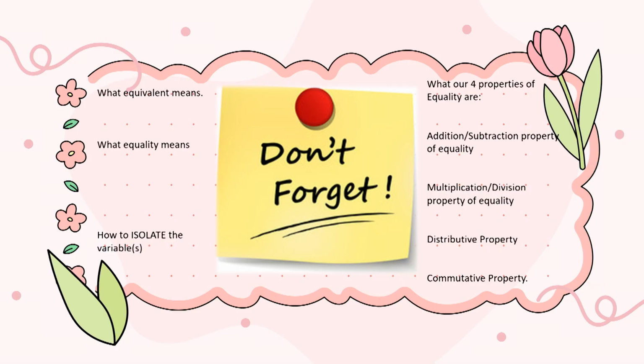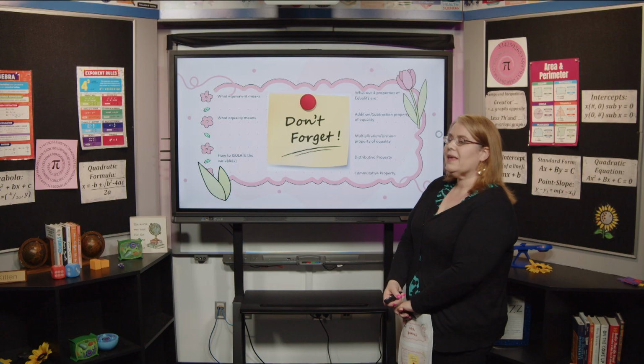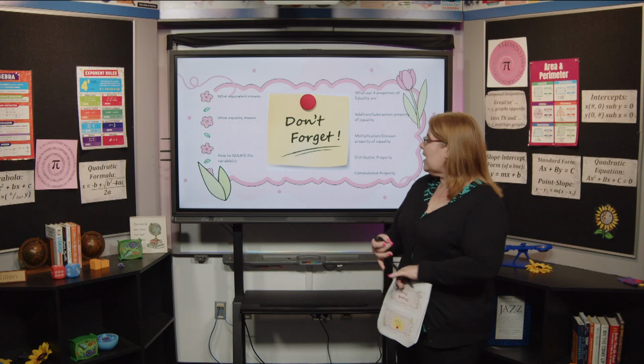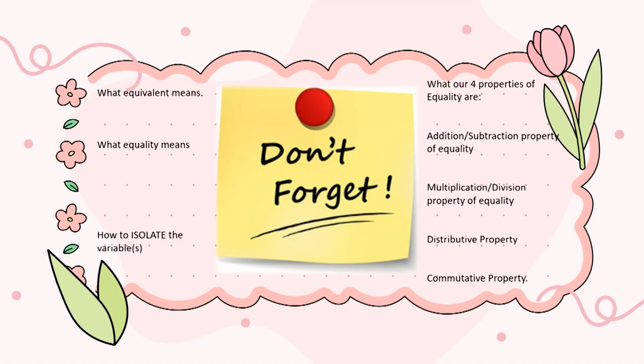Things we don't want to forget. What does equivalent mean? It's the same thing. You have the same properties. You are keeping the equation equal. You are saying it's the same thing. All the values are the same. What does equality mean? It means it equals. How do we isolate the variables? We're using the opposite operation. What are our four properties? We have addition and subtraction properties, multiplication and division properties, the distributive property, and the commutative property, and how we work each one of those. You'll remember the distributive property, I distributed the chips. With the commutative property, people just changed houses, but they're in the same community.